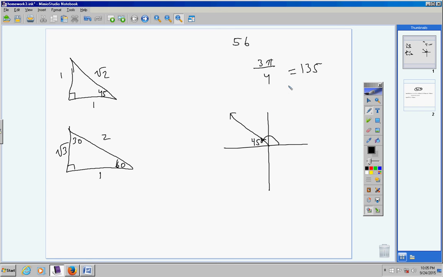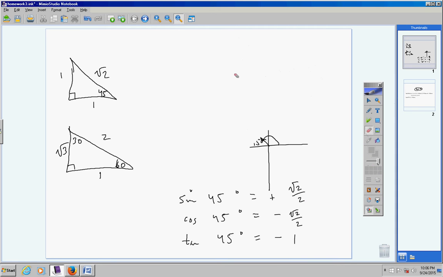So the sine, cosine, and tangent of 135 is the same thing as the sine, cosine, and tangent of 45, as long as I remember my signs here are positive, negative, negative, okay? And so we have positive, negative, negative. Sine of 45, opposite over hypotenuse, 1 over square root of 2, or square root of 2 over 2. Cosine of 45, adjacent over hypotenuse, 1 over square root of 2, which is the same thing as square root of 2 over 2. Tangent of 45 is opposite over adjacent, 1 over 1, which is 1. So pretty simple, guys. Again, moving on. Number 58.